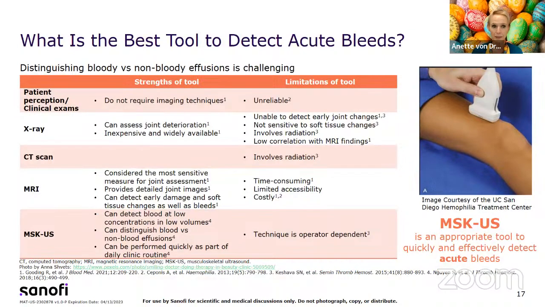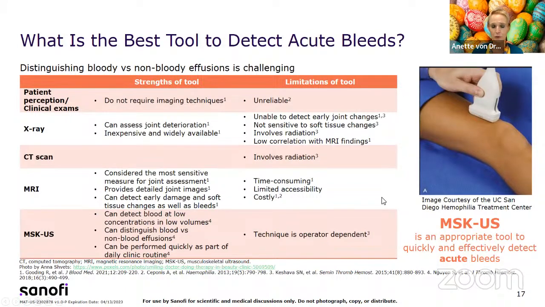The MRI is considered the most sensitive measure for joint assessments. It provides detailed joint imaging, not just bony and cartilage changes, but also soft tissue changes, synovial changes. But it is time consuming, there is limited accessibility and cost.